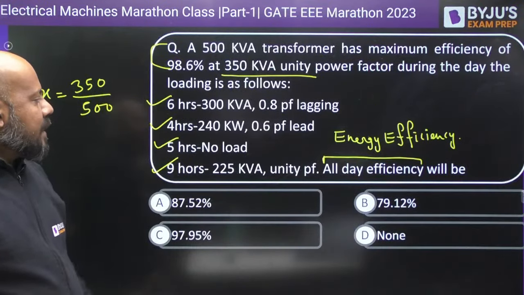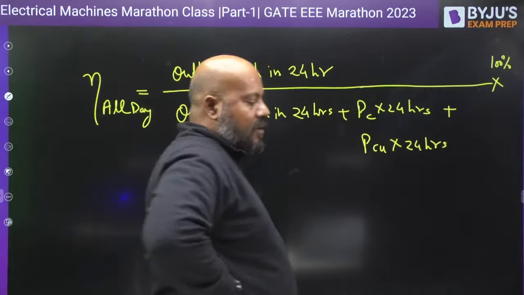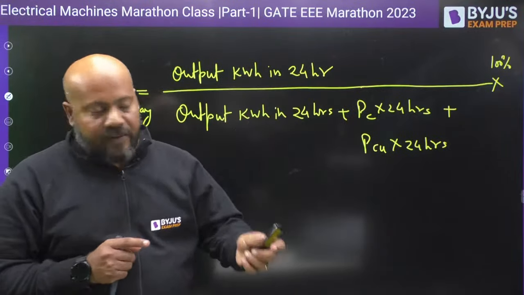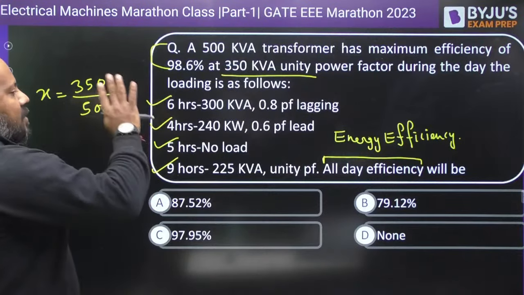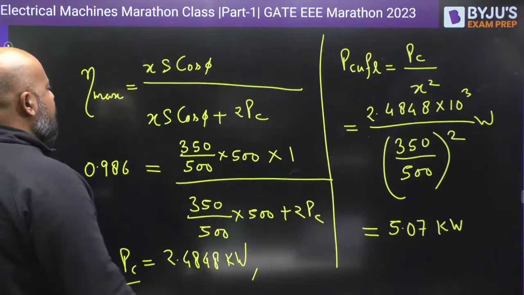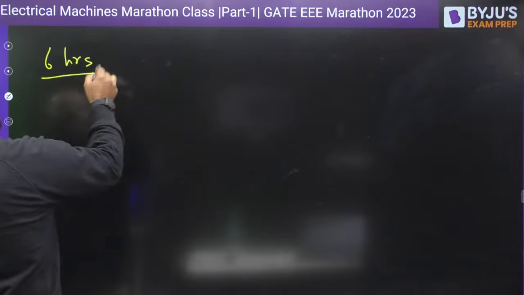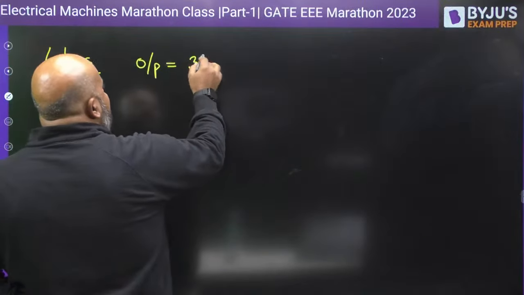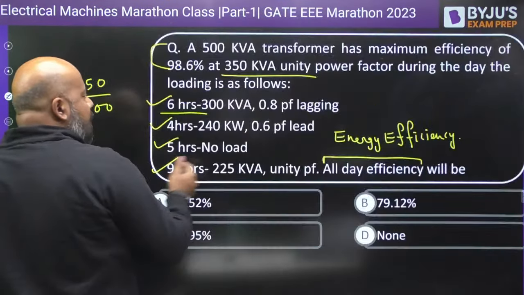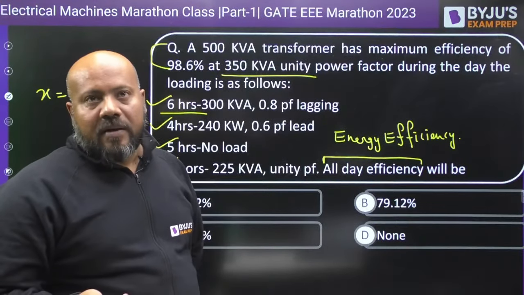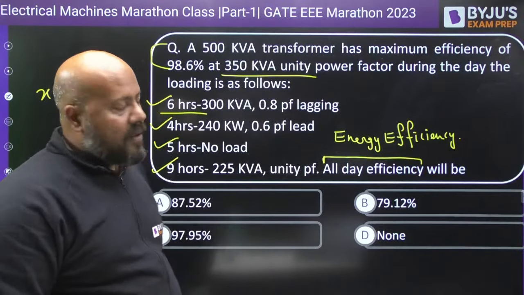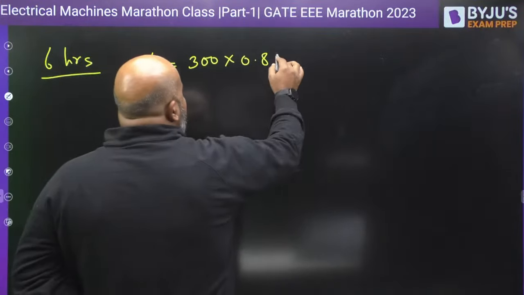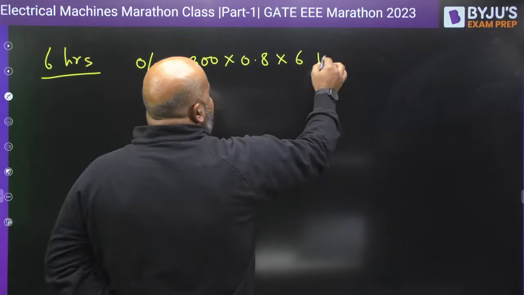Now, whenever you are solving a problem for all-day efficiency or energy efficiency, always first find the core losses, which are constant, and find the full load copper loss. Because for the different loading conditions in different hours, you have to find the copper loss. Once you know the full load copper loss, for any loading you can find the copper loss. So let us take the first duration, 6 hours. What is the output? Output is given as 300 kVA multiplied by 0.8, the power factor, because we are interested in the real power. Copper loss is nothing but the real loss. So 300 kVA multiplied by 0.8 gives kilowatts, na? This is the output multiplied by 6 hours, so you get kilowatt hour.